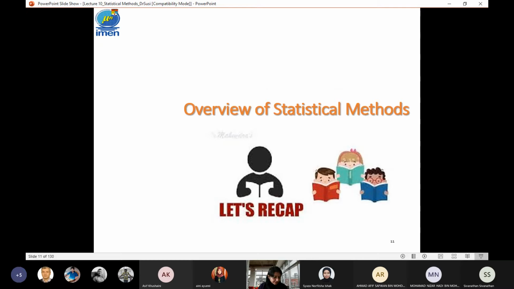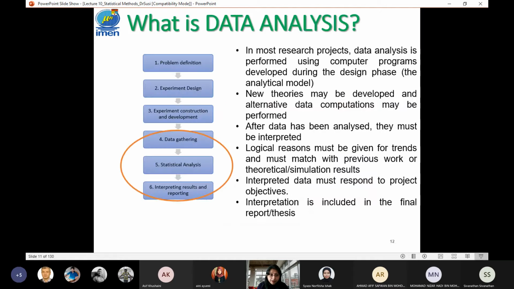Okay, so this is the overview of the statistical methods, and you'll notice that some of it is overlapping with Dr. Abang's slides, so it's just like a refresher for you. So I'll just run through this quite fast.